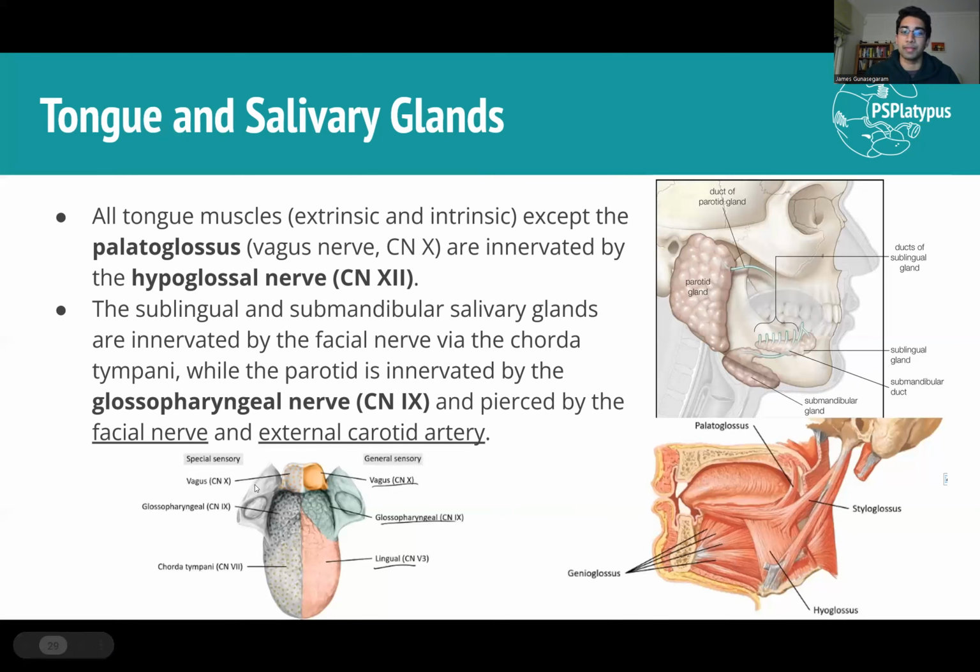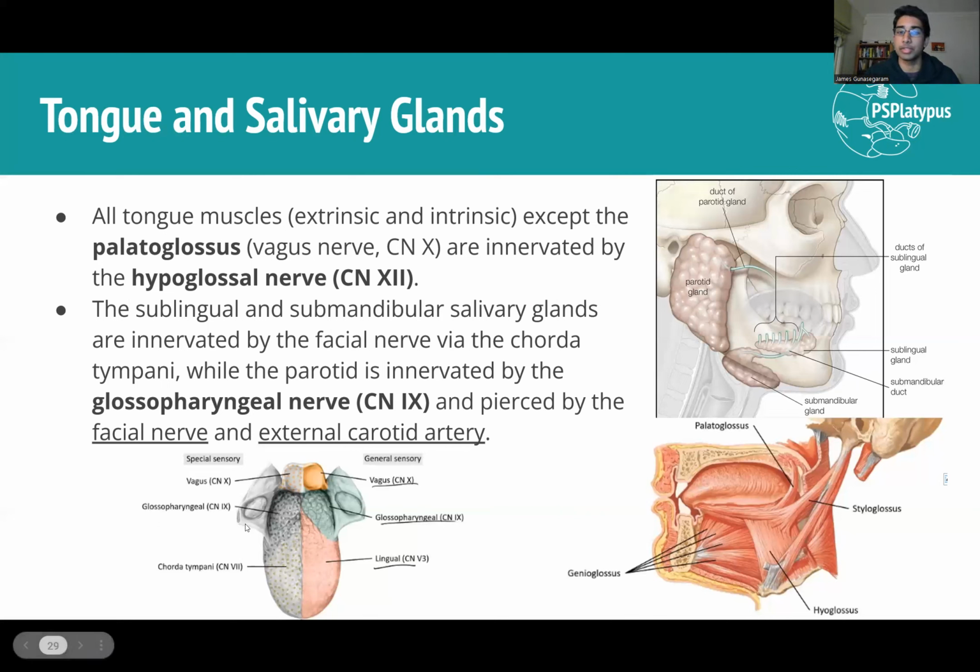So the first part, there's sort of two superstars of the head and neck, the facial and trigeminal nerve, and so your general sensory, your touch, is going to come from your lingual nerve, which is part of your mandibular division of the trigeminal nerve, and then our friend the chorda tympani comes through, and it supplies the sensory innervation. So the taste innervation. So it's a special sensory innervation.